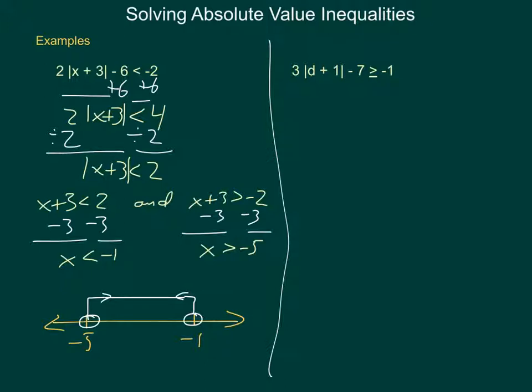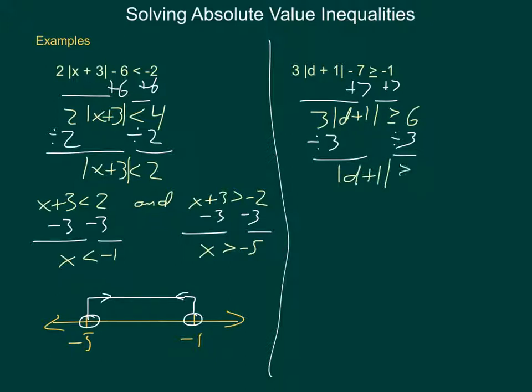Next, 3 times the absolute value of d plus 1 minus 7 has to be greater than or equal to a negative 1. So, first step, I see subtraction, so I'm going to add 7 to each piece. That leaves me with 3 times the absolute value of d plus 1 being greater than or equal to 6. Now, divide each piece by 3. That gives me the absolute value of d plus 1 has to be greater than or equal to 2.